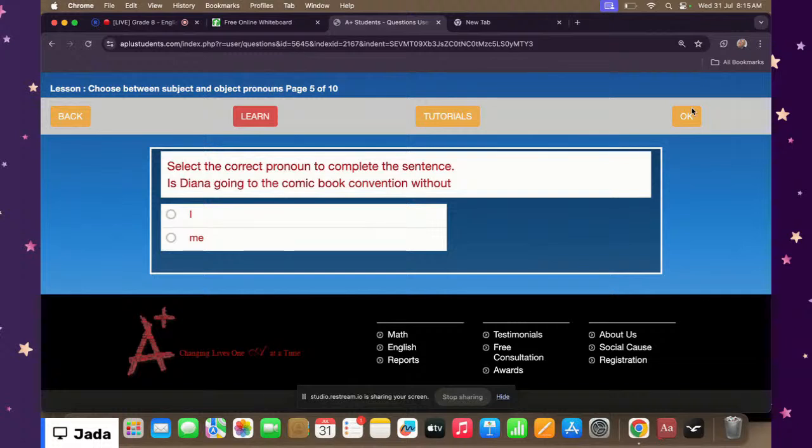Is Diana going to the comic book convention without I or without me? Take note that I is usually the subject. So I is the subject pronoun, but me is the suitable object pronoun.